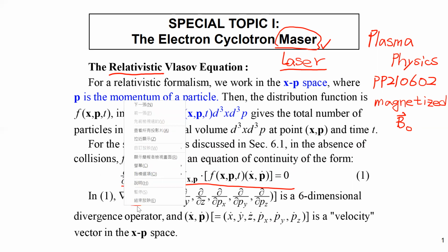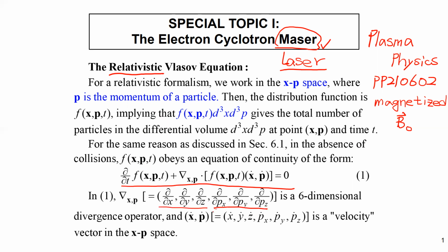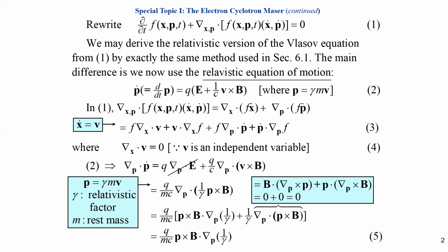And the notation here is divided into two parts. The divergence operator, x dot and p dot, is the velocity and momentum change rate in XP space. And we may derive the relativistic version of the Vlasov equation, by exactly the same method used in section 6.1. The main difference is we now use the relativistic equation of motion.